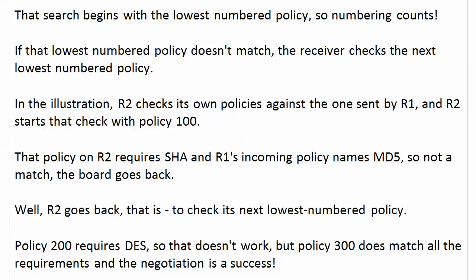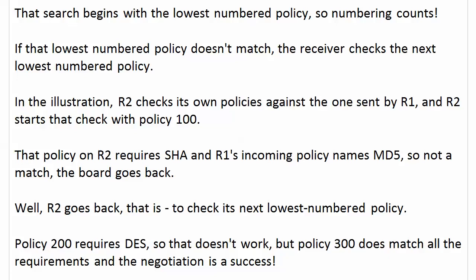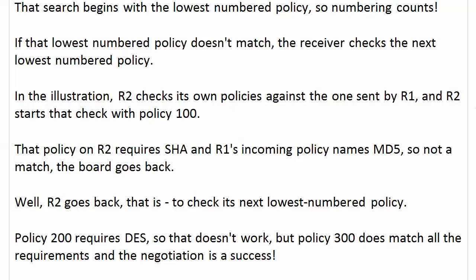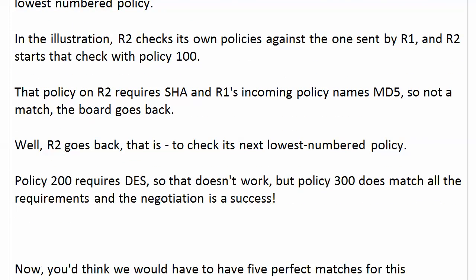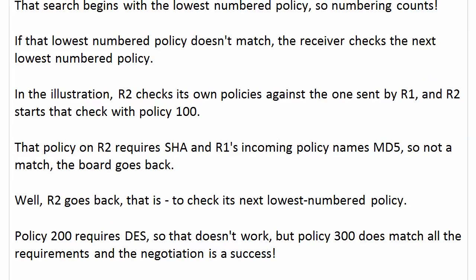And again, on the board, I mentioned that the policy on R2 requires SHA, and R1's incoming policy names MD5, so that's not a match. The board goes back. Router 2 would then look at policy 200. That wouldn't be a match. Policy 300, we're assuming, meets all the requirements and the negotiation is a success.